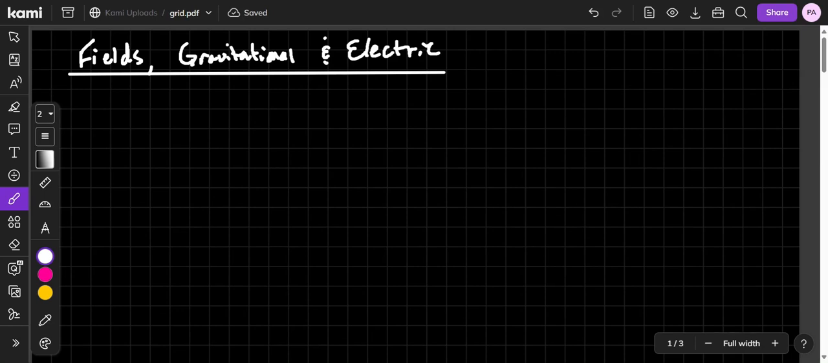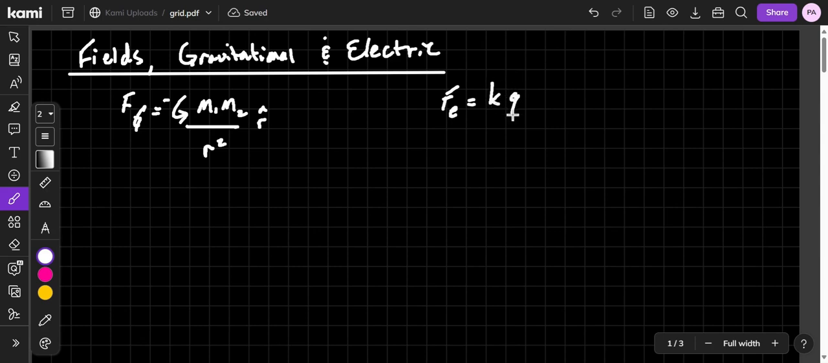All right, so I do want to start with gravitation, where we know that the force of gravity equals G m1 m2 over r squared, and it's negative and r hat, meaning it's in the radial direction. Then we have the force of electricity, which equals k q1 q2 over r squared, and this is also r hat because it happens in the direction of the other force.